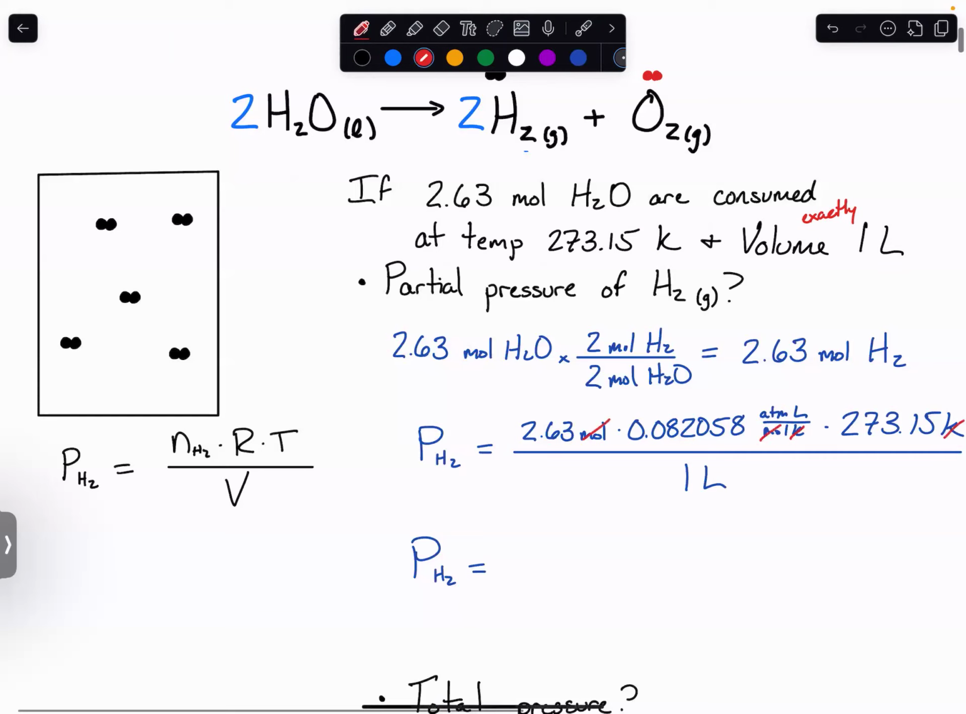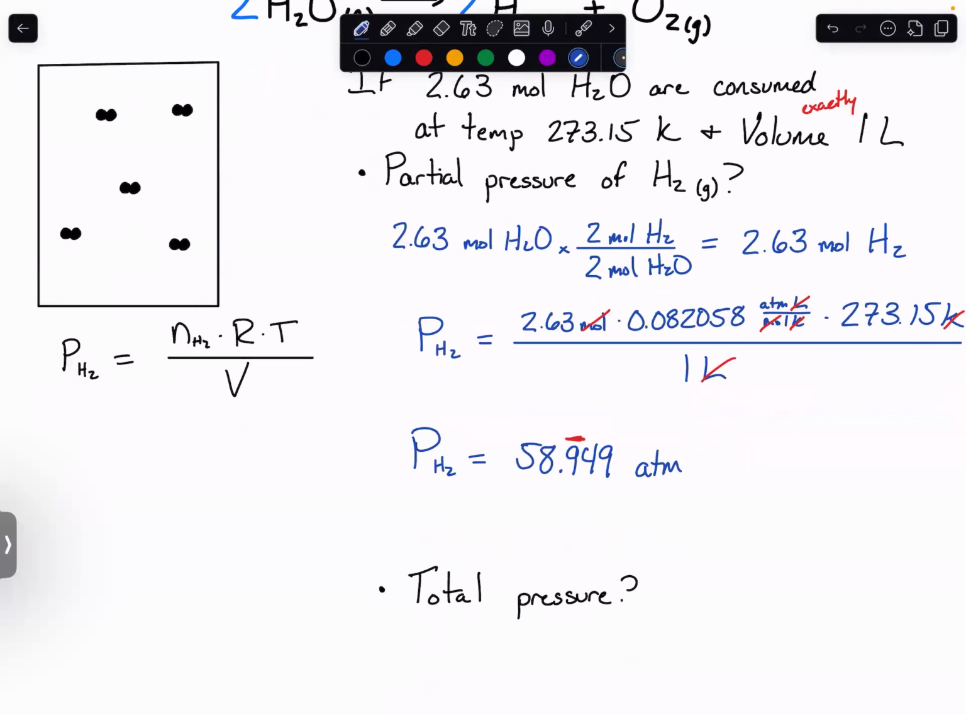Moles will cancel out. Kelvin cancels out. Liters cancel out. Cool. So I'm left with my pressure of 58.949 atm. All right, rounded to the correct number of sig figs. If we're going to call that volume exactly 1 liter and our temperature exactly 273.15, we'll have 3 significant figures, or a partial pressure of hydrogen, way far away from standard conditions, of 58.9 atm.